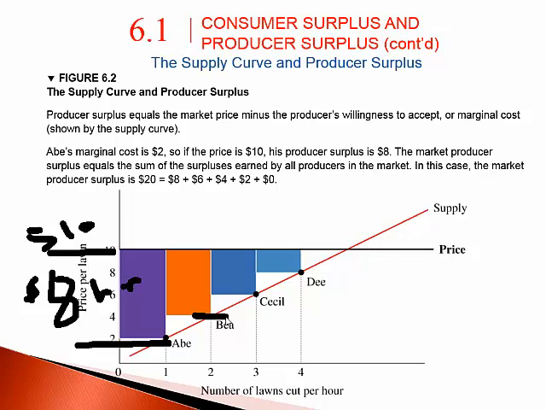We see Bia here, I think that's how you pronounce it. She's willing to work for 4, which equates to a $6 surplus. And my writing is not very pretty on this. We also see Cecil here. He's got a surplus. We see D has a surplus. And if we were to go even further, as my whiteboard changes, let's see. Uh-oh, not good.